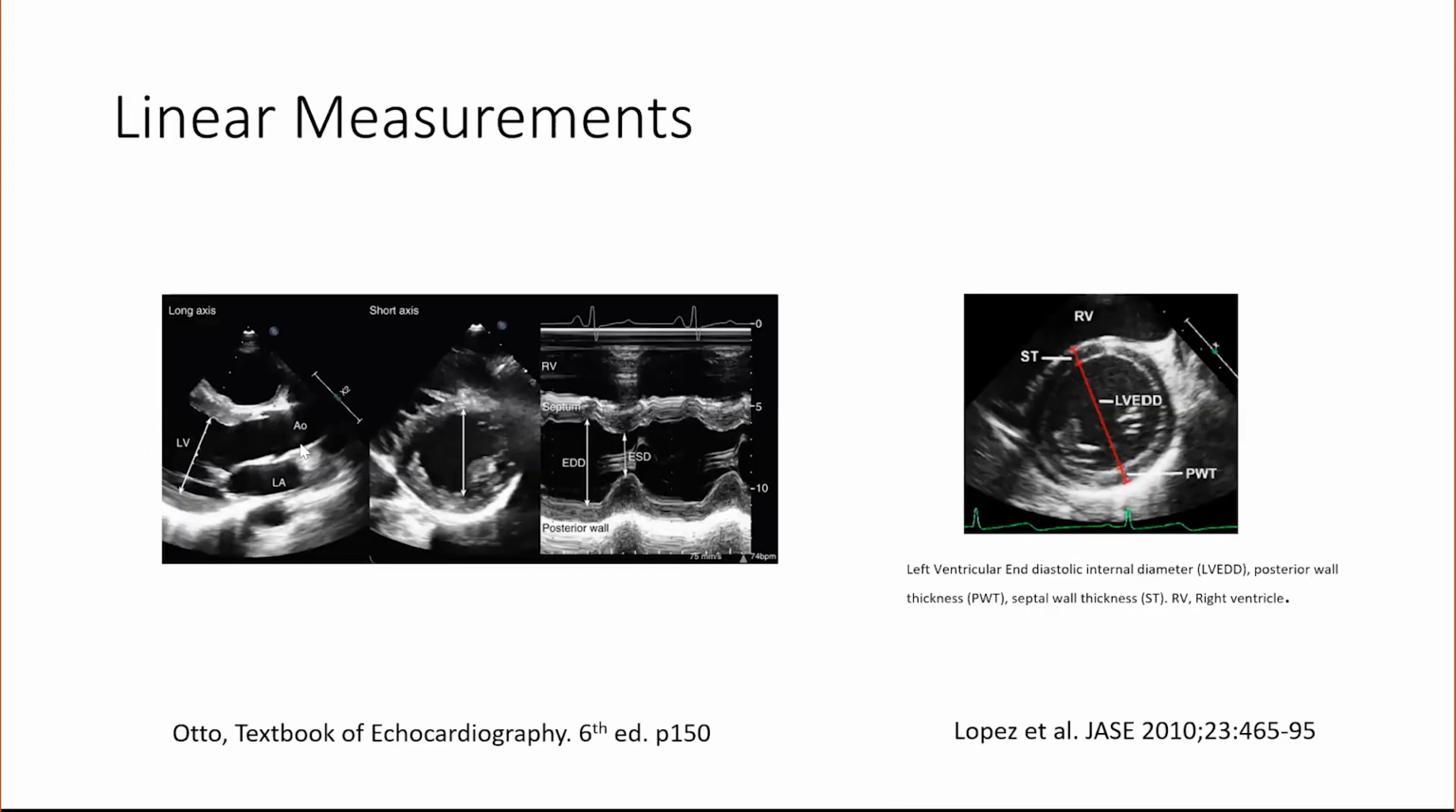Again, this is from Otto's textbook of echo, which is the adult echo Bible. You drop the line perpendicular, so you can see the measurement is perpendicular to the long axis, or perpendicular to the septum here. You can also do it in the parasternal short axis, and in M mode, you measure the end-diastolic diameter and the systolic diameter. And this is from the Lopez book. Basically, you measure from inner edge to inner edge, and you measure the diastolic diameter at the QRS.